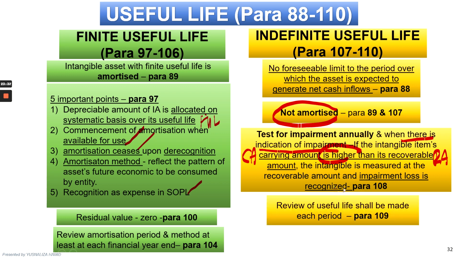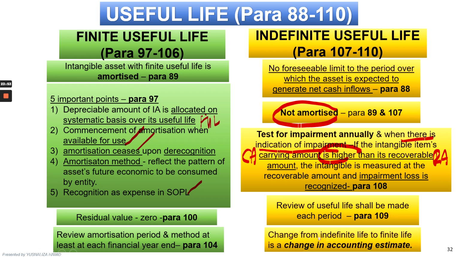And the treatment of impairment loss will differ depending on whether it is using the cost model or the revaluation model upon its subsequent measurement. Review of useful life shall be made each period. Any change from indefinite to finite life is a change in accounting estimate.